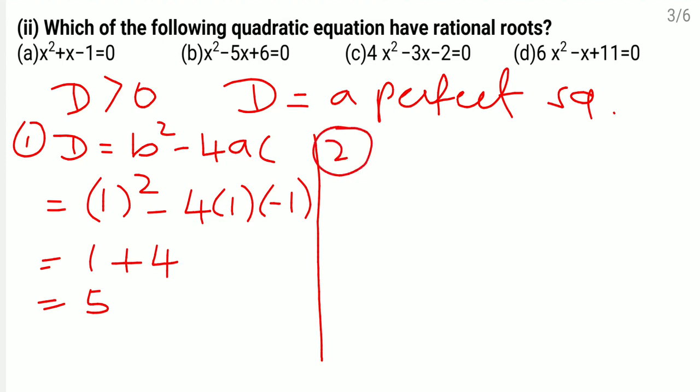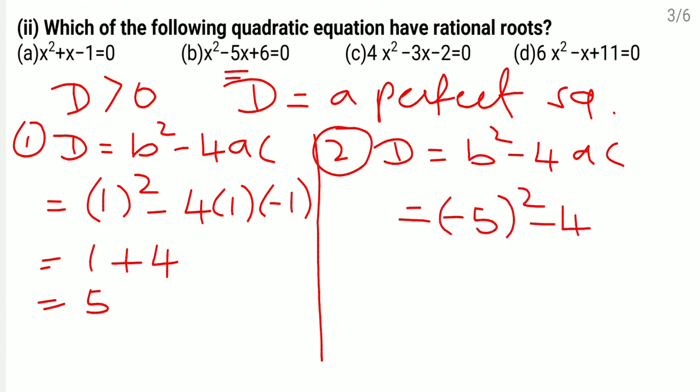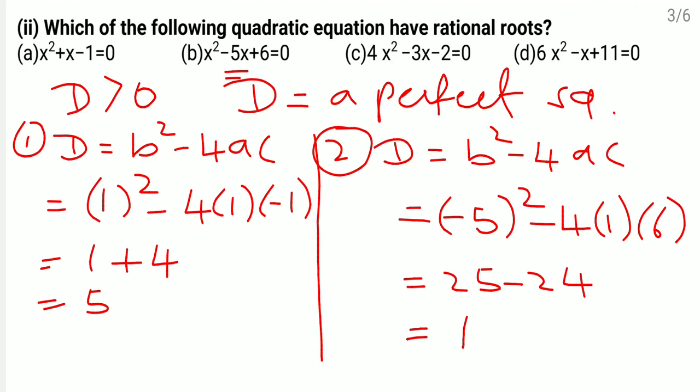See here, in the second case, D is equal to b square minus 4ac, where b is equal to minus 5. So minus 5 square minus 4, value of a is 1 and c is 6. So it is 25 minus 24, which comes as 1. 1 is greater than 0 and 1 is a perfect square. Now both the qualities are there here. It means that this option B has rational roots.